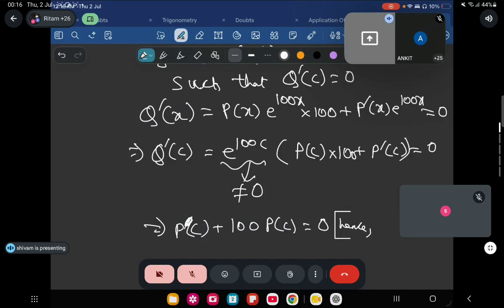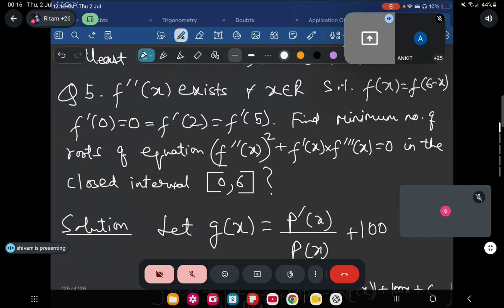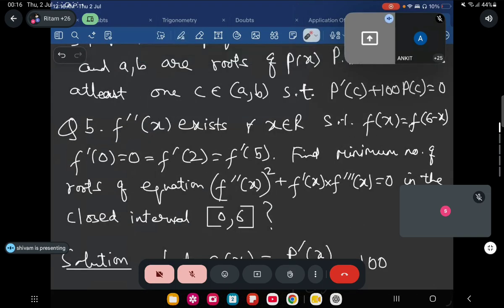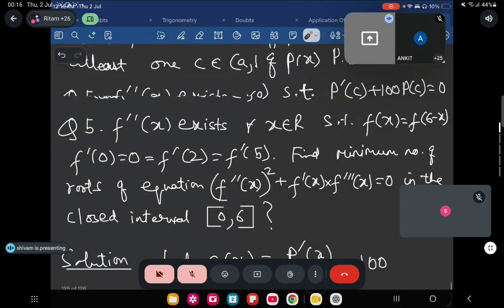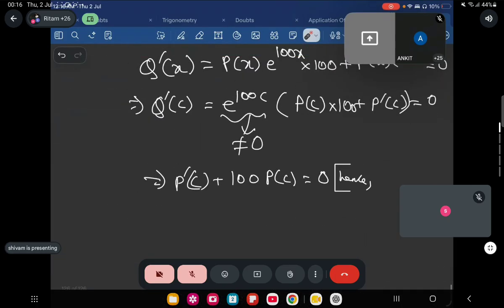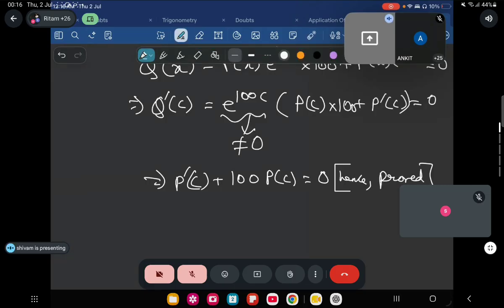Anyone having any doubt, you can ask me. Always, you need to think what should be your function, so that after differentiating, you'll come to this point. And then you have to create that function. Anyone having any doubt, you can ask me now.